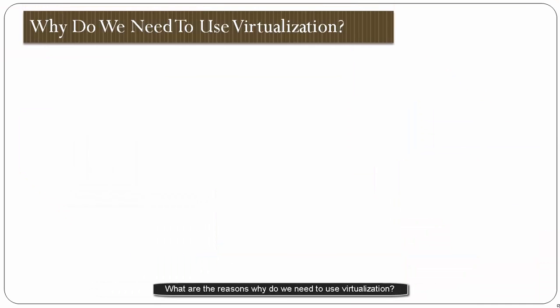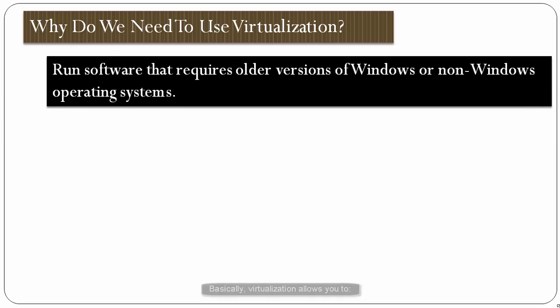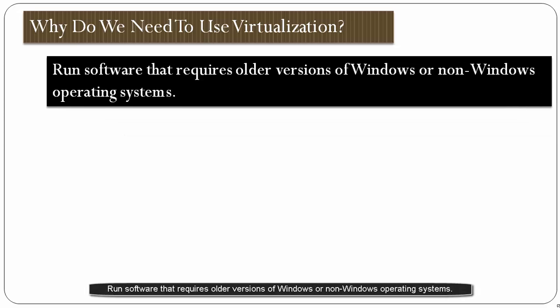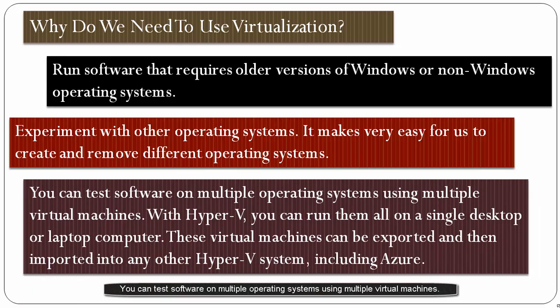What are the reasons why we need to use virtualization? Basically, virtualization allows you to run software that requires older versions of Windows or non-Windows operating systems. Experiment with other operating systems. It makes it very easy for us to create and remove different operating systems. You can test software on multiple operating systems using multiple virtual machines. With Hyper-V, you can run them all on a single desktop or laptop computer. These virtual machines can be exported and then imported into any other Hyper-V system, including Azure.